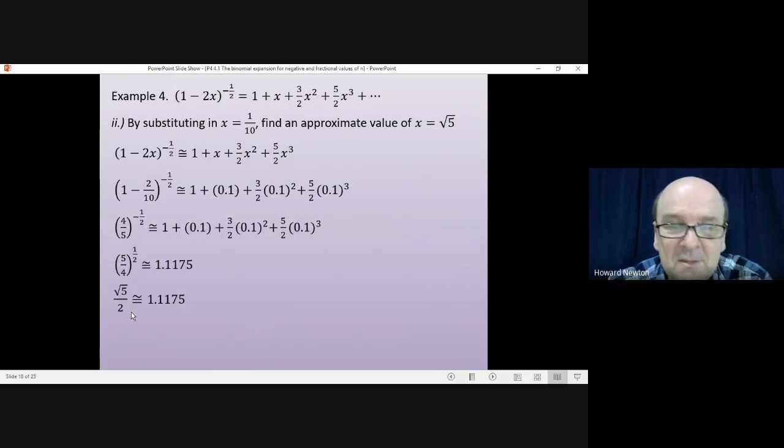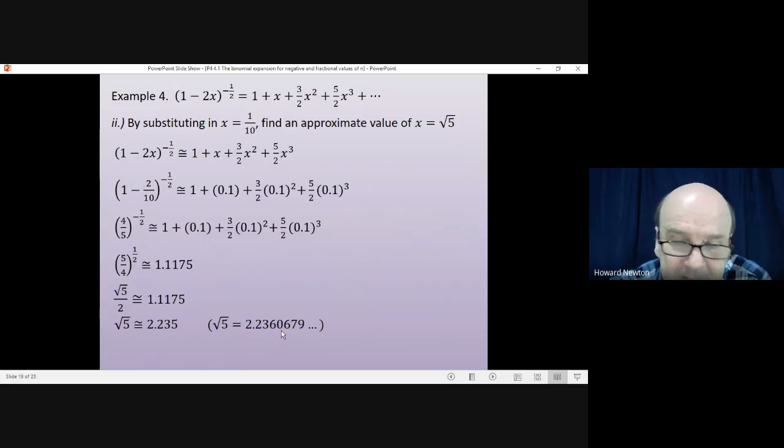And it's only at this point that you can understand why they asked you this question, because all I have to do is move the 2 to the other side, and 2 times by 1.1175 gives me 2.235, and that will be the approximate value for root 5. Now, if you want to see how accurate it is, all you have to do is put root 5 in your calculator, and you get 2.2360679. So it is surprisingly accurate.